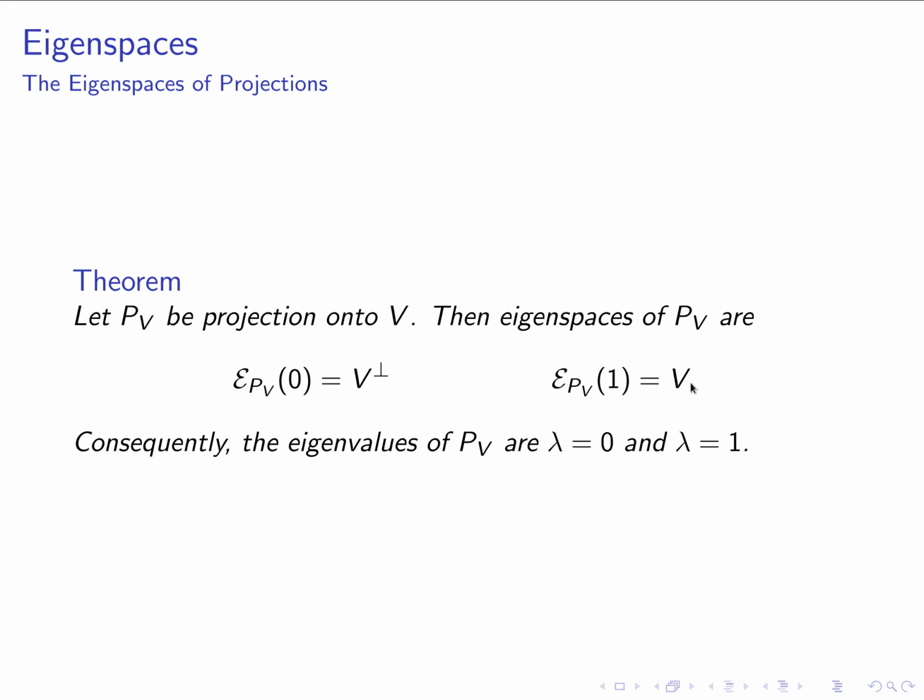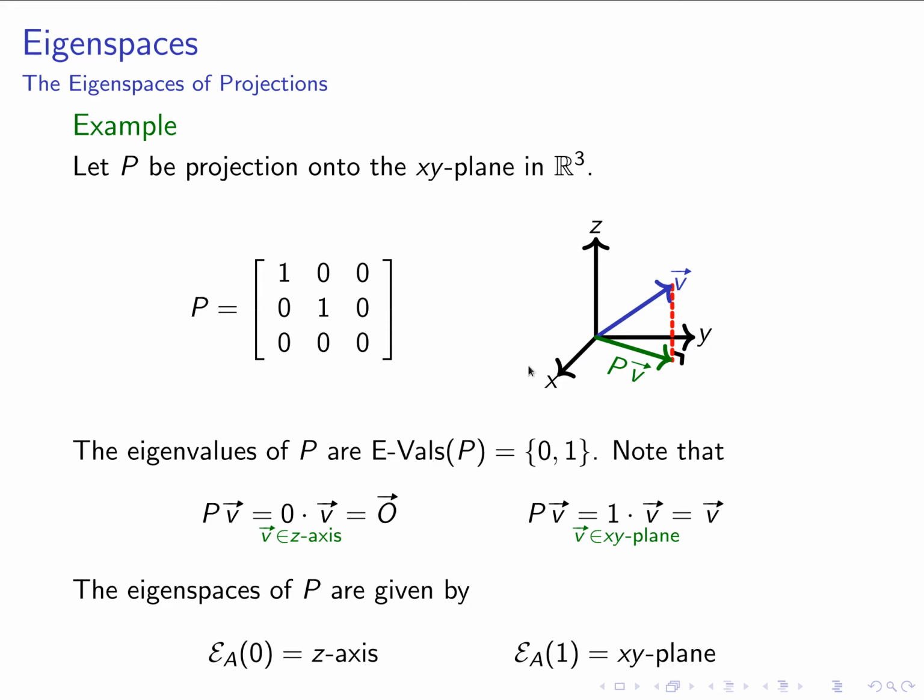So projection matrices always have 2 eigenvalues. The first one is lambda equals 0, and its associated eigenspace is the orthogonal complement of the vector space in question. And the second eigenvalue is lambda equals 1, and its eigenspace is equal to the vector space in question. This is compatible with the example we just did, where we were projecting onto the xy plane.